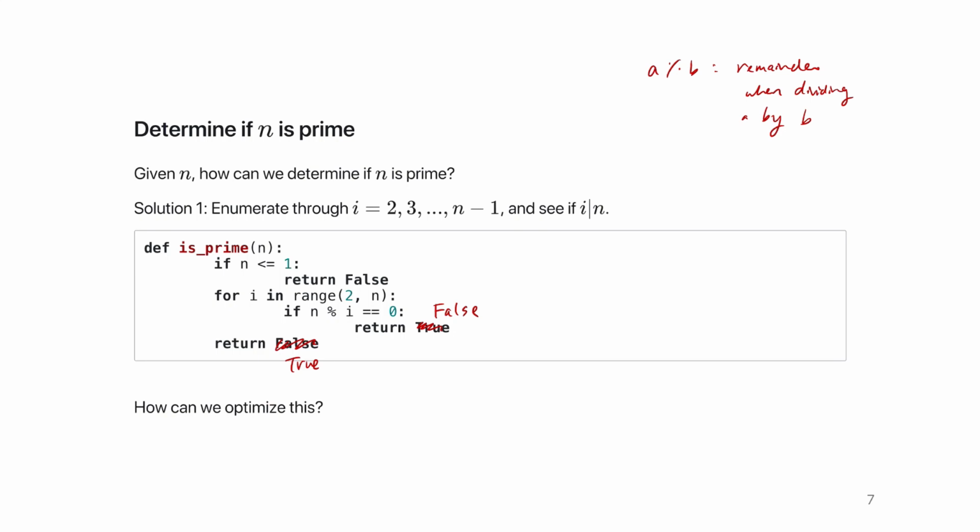But can you think of a way that we could optimize this, a way that we could perhaps check fewer numbers? Okay? So I'll let you think about it amongst yourselves for a minute or two, and then we'll see if we can come up with a more optimized version of this.